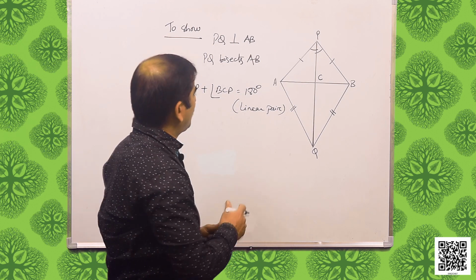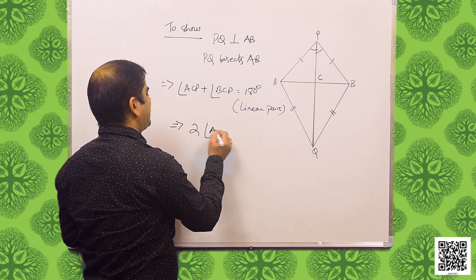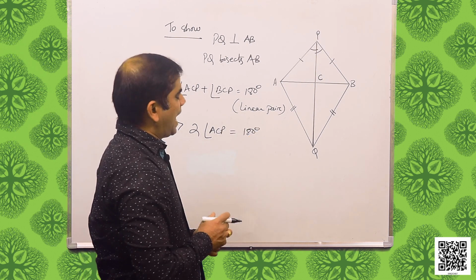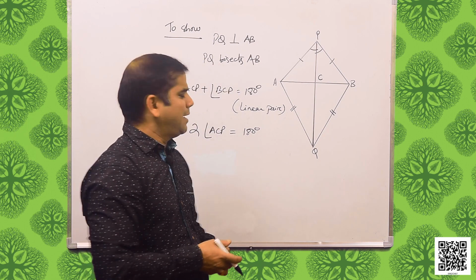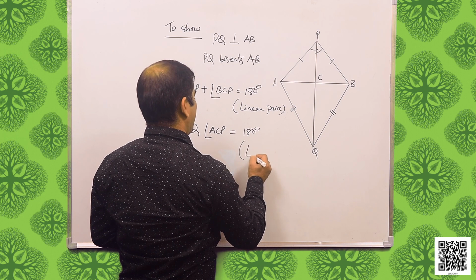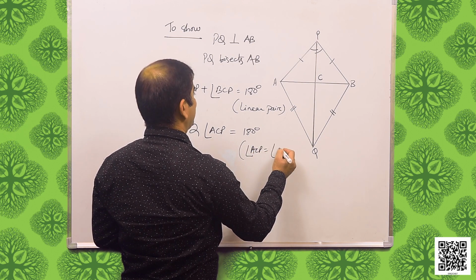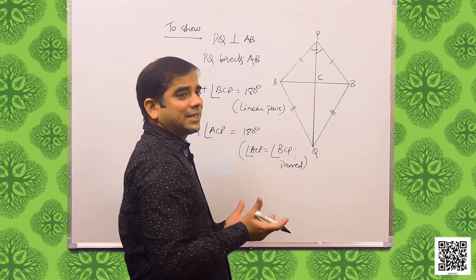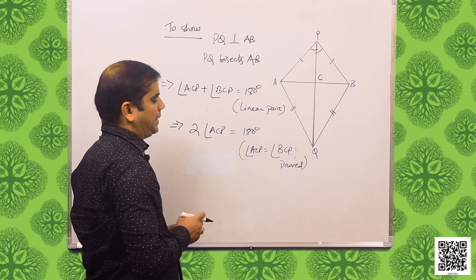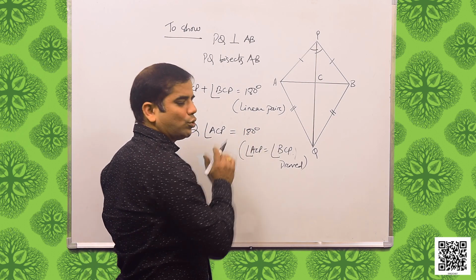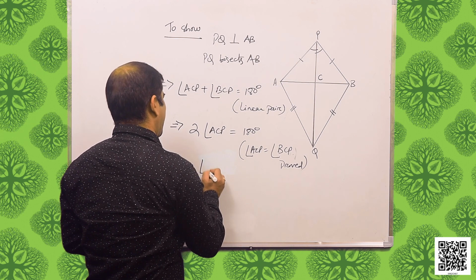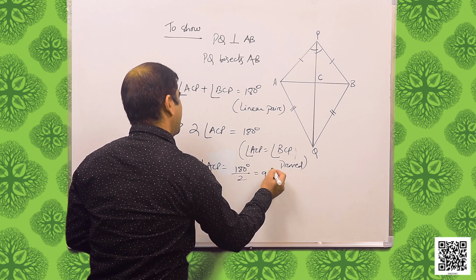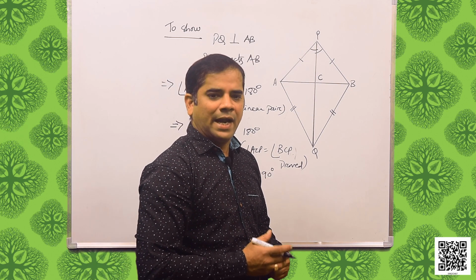So that implies 2 angle ACP is equal to 180 degrees. Why have I written 2 angle ACP is equal to 180 degrees? Because we have already proved that angle ACP is equal to angle BCP. As both angles have the same value, I can write ACP plus ACP as 2 ACP, equal to 180 degrees. That implies angle ACP is equal to 180 degrees divided by 2, that is 90 degrees.